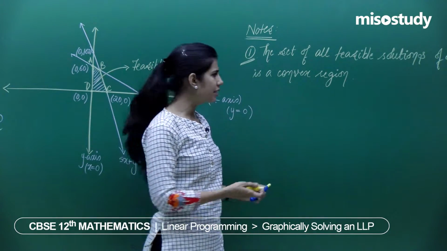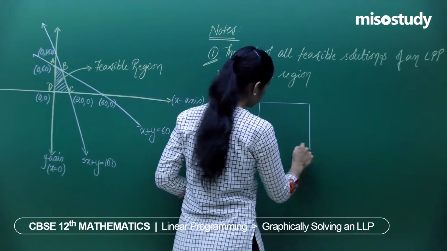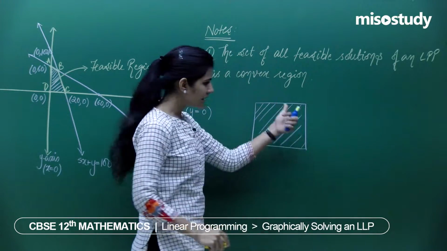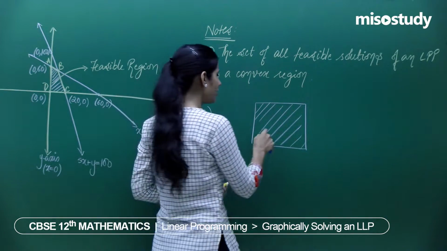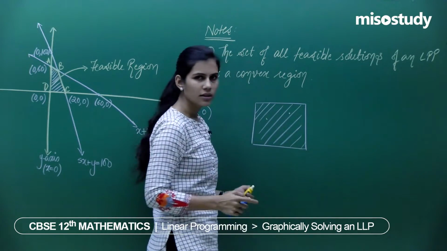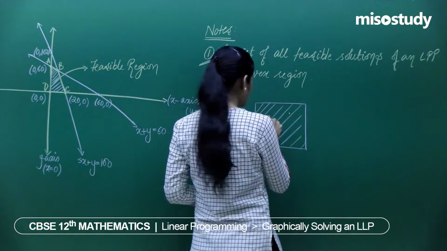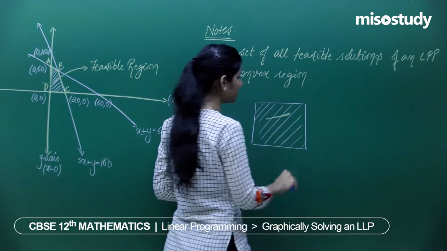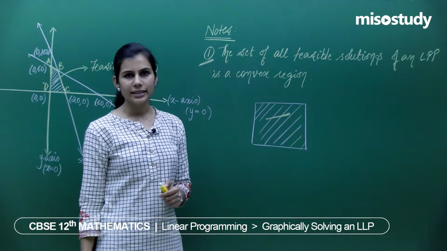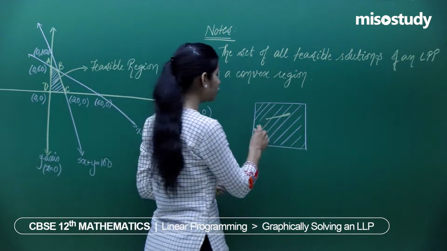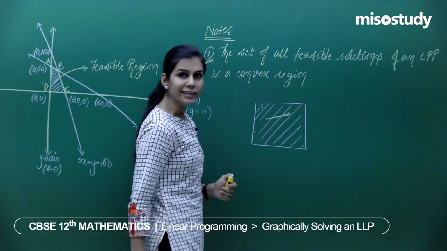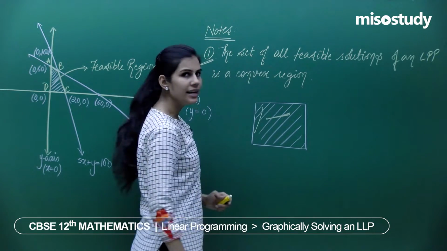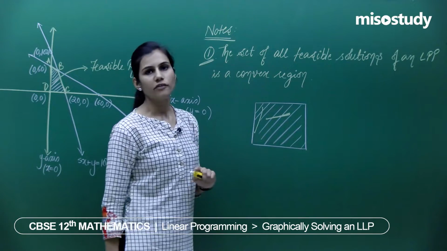What do I mean by convex region? Right now if I draw this figure, all this region I consider, I am saying this is a convex region. Convex region means you pick up any 2 points in this region. If you join them, the line segment joining them will be completely lying in this region. Pick up any 2 points, pick up this point, pick up this point. Any 2 points in the region if you pick up, and the line segment joining them completely lies in the region, then you say this is a convex region.